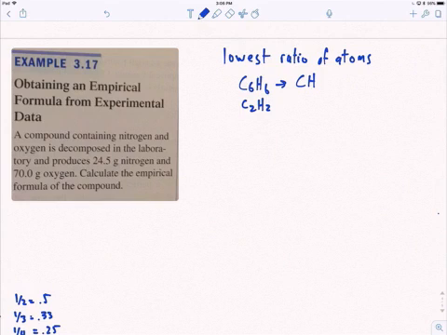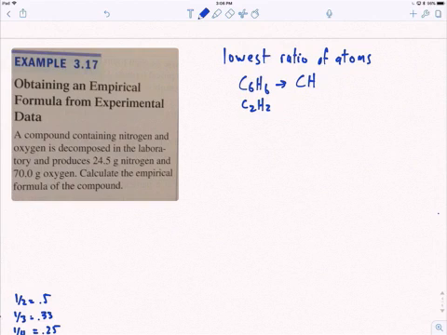If you look at this problem here, a compound has 24.5 grams of nitrogen and 70 grams of oxygen. What's the empirical formula? This came from chemistry when we were trying to figure out what's in this stuff. We do various things, and one of the easiest ways to figure things out is to burn them.